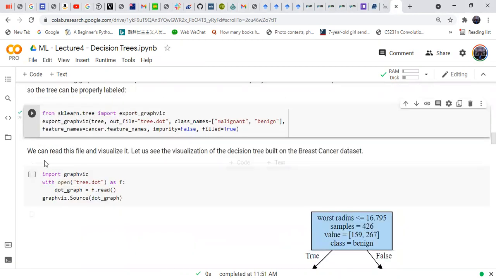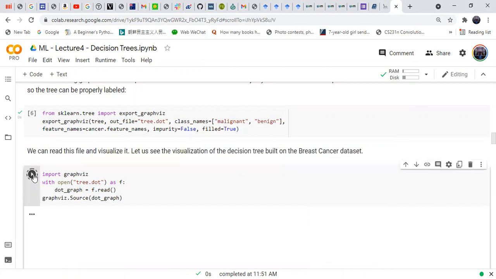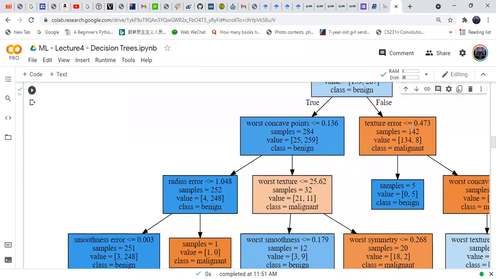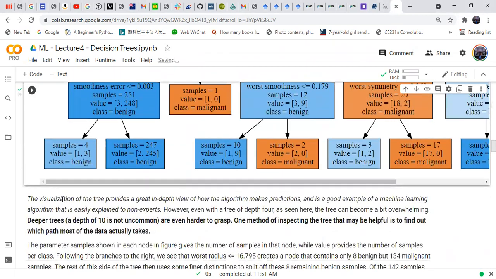Okay, I run this code. We read this file and visualize it. Let's see the visualization of the decision tree built on the breast cancer dataset. So this is the decision tree and this is the visualization of the tree.